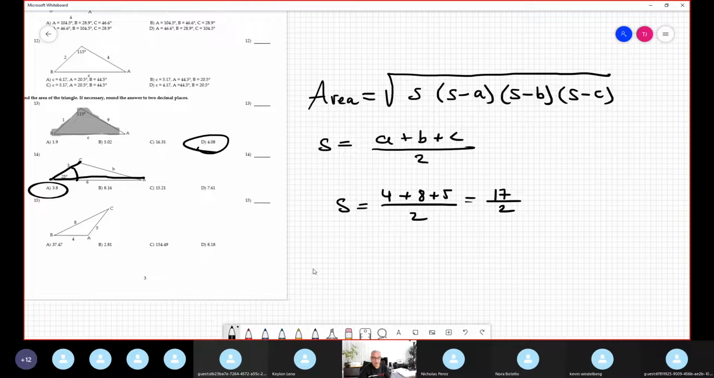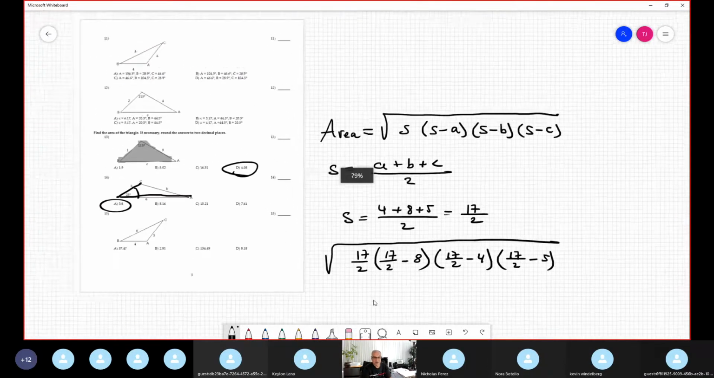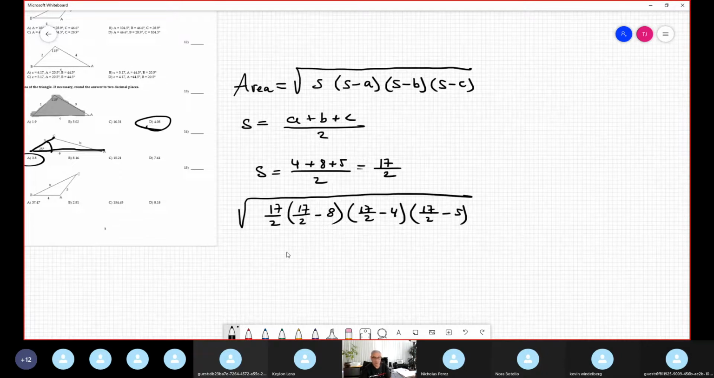Either way, now plugging into the square root: s multiplied by 17 over 2 minus 8, because a is 8, then 17 over 2 minus b, which is 4, and 17 over 2 minus 5. It's complicated, no? But you put it in a calculator and that's it. And the answer is 8.18. It's the area. 8.18, option D.